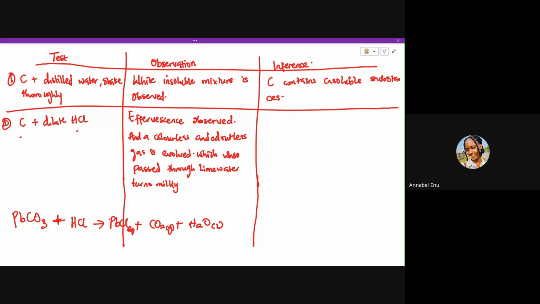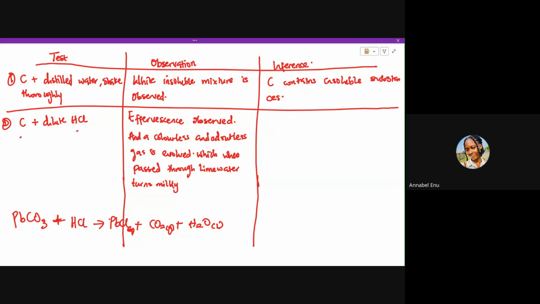Okay, hydrogen gives a pop sound when lit. Then oxygen relights a glowing splint. These are keywords we use to know the tests to observe, if we're getting hydrogen or oxygen, right? But for carbon dioxide, it turns lime water milky. So it's going to give us a milky color in the lime water.